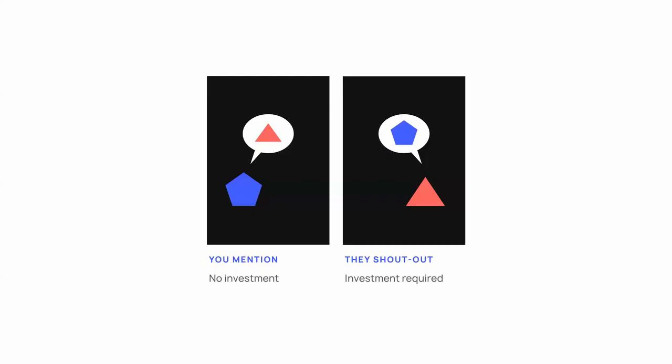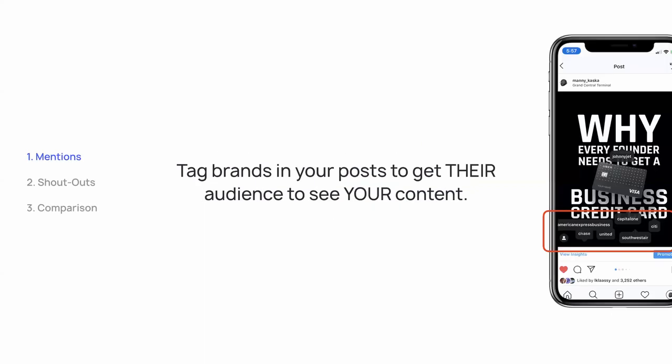The other type is they shout you out, whether through stories or through their post. They'll link to your profile and say, hey, follow this person, he's really, really dope. You'll get some followers that way. We've all seen that share as an Instagram story post several times.